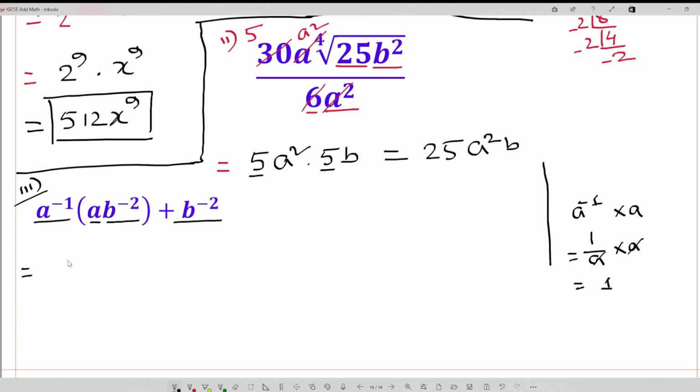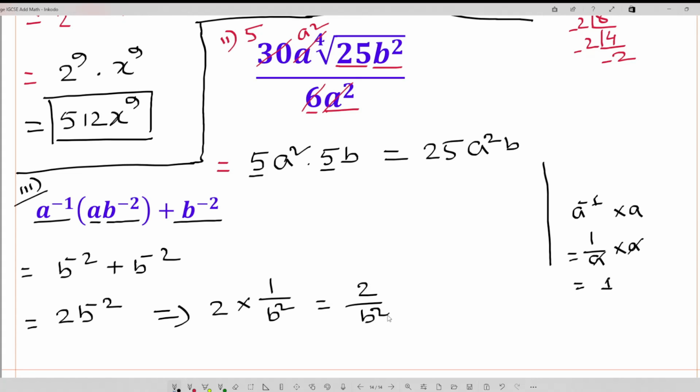Therefore here is only b to the power minus 2, and here is plus b to the power minus 2. Our answer is 2 b to the power minus 2. Or if anybody wants, they can write 2 times 1 by b square equals 2 by b square. This one and this one are similar things. So you may keep it up to here.